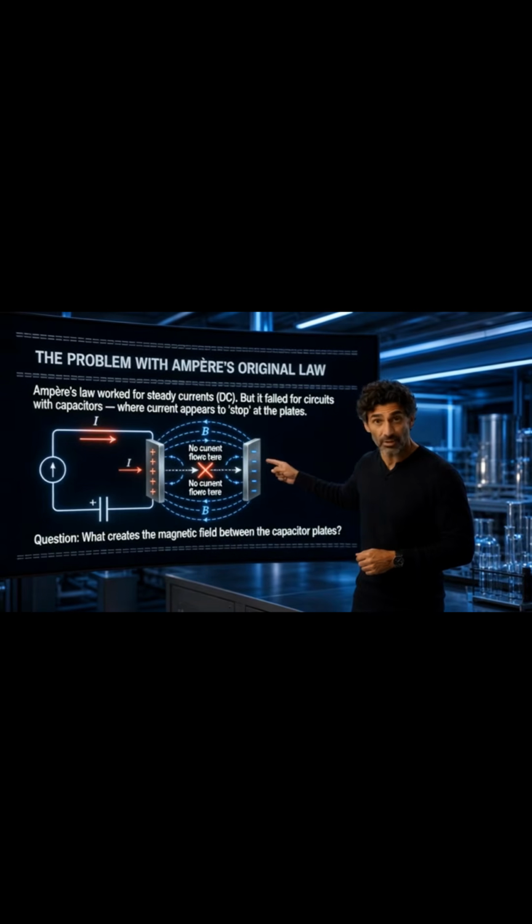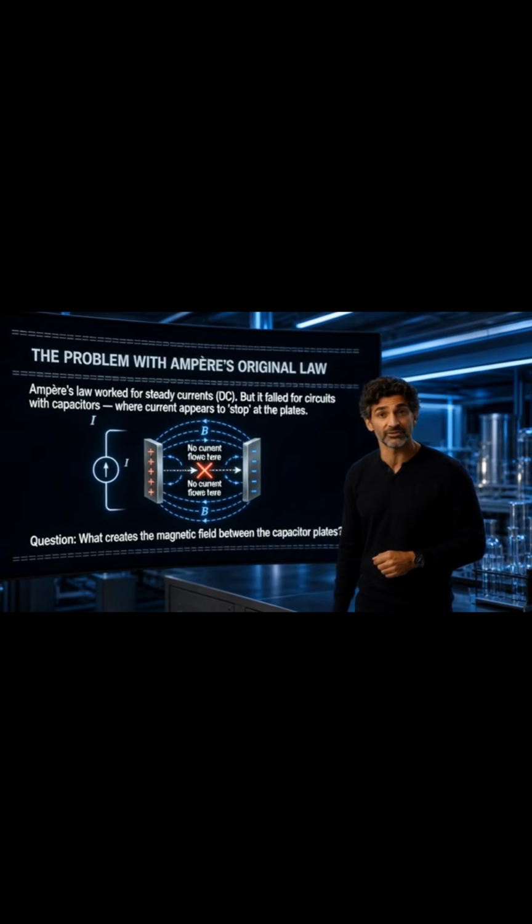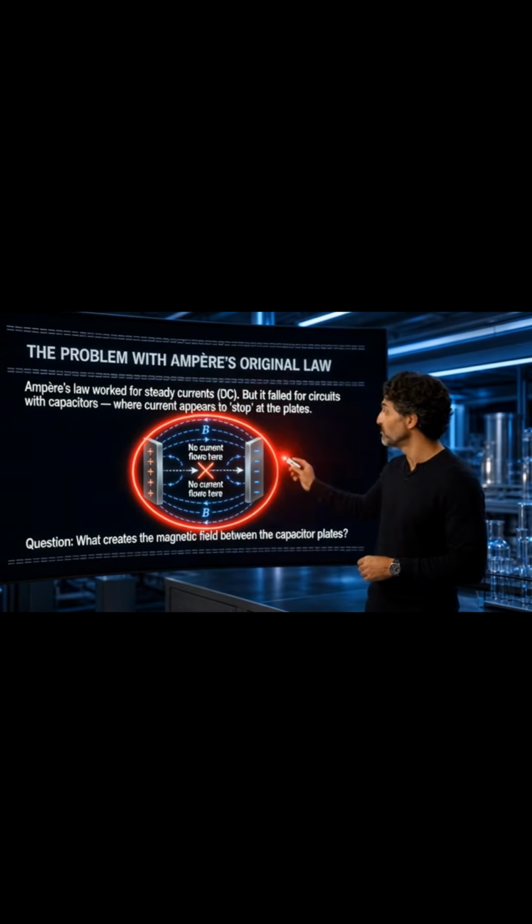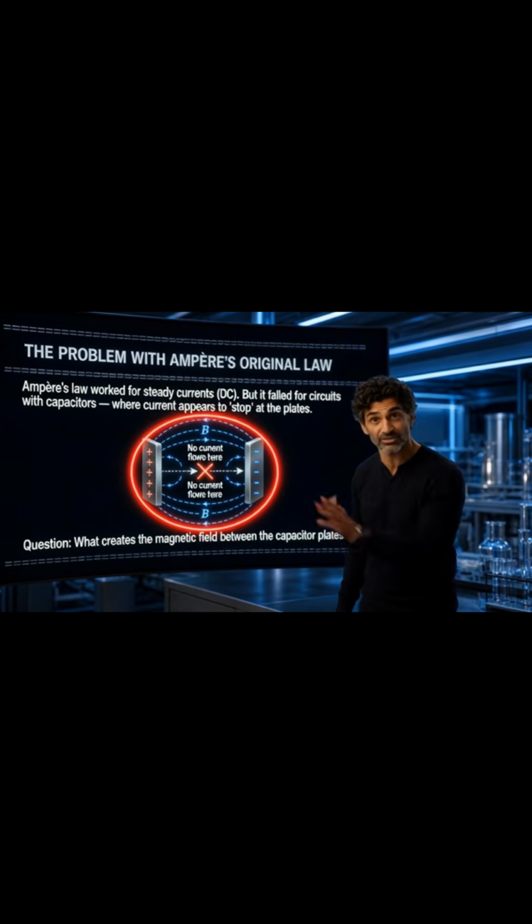James Clerk Maxwell saw the problem. He realized that a changing electric field, even without a current, can create a magnetic field. He added a second term to Ampere's law: mu naught epsilon naught times the rate of change of the electric field. This term is called the displacement current.